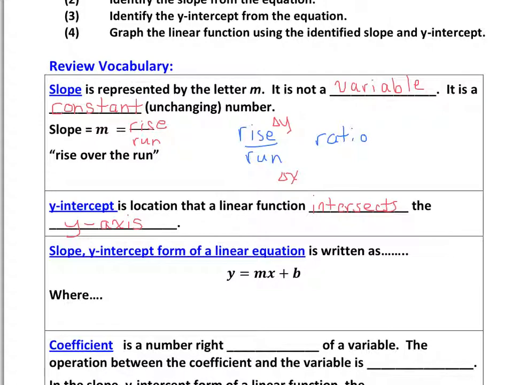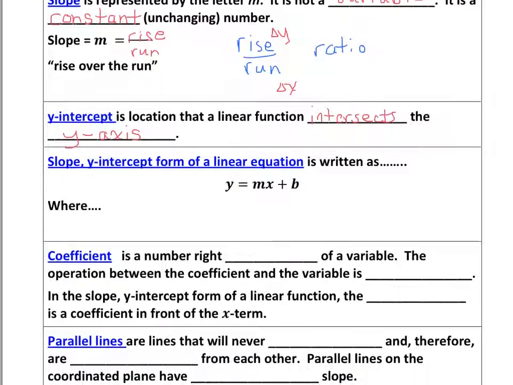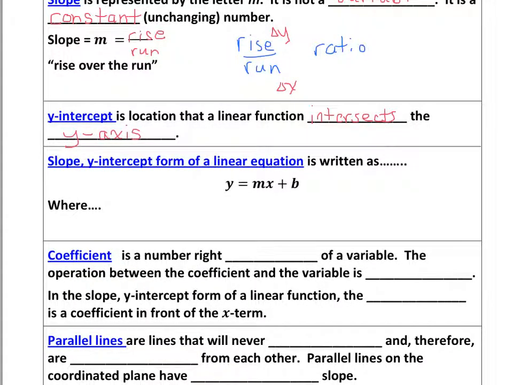Okay, so slope y-intercept form of a linear equation is written as y equals mx plus b. This m, as I said, stands for slope, and it's a constant. So m is just a pure number right in front of that x. And this b here stands for the y-intercept. And this sort of makes sense if you look at it.